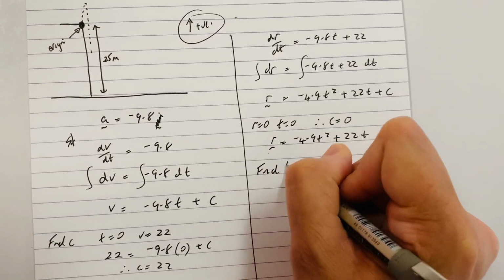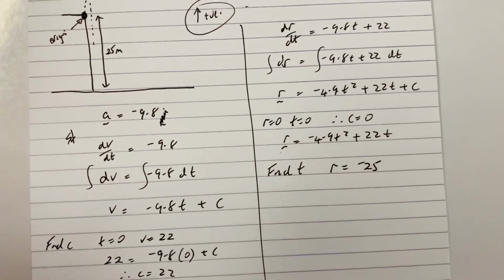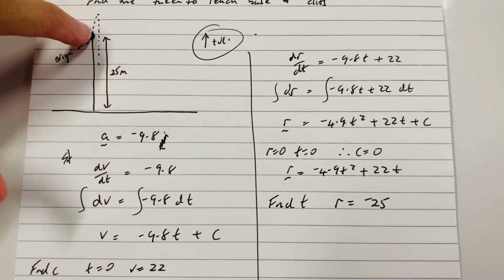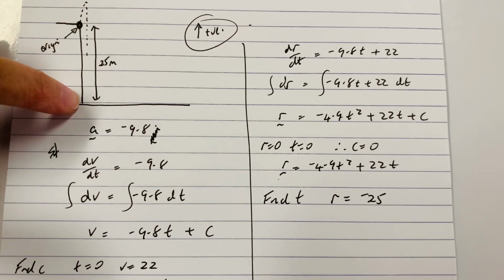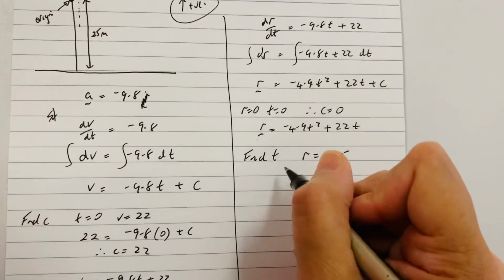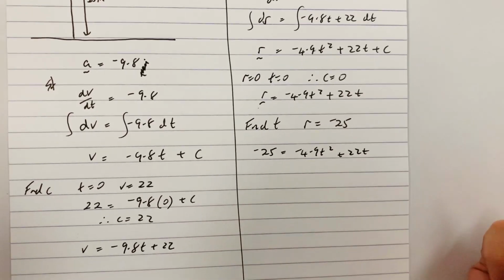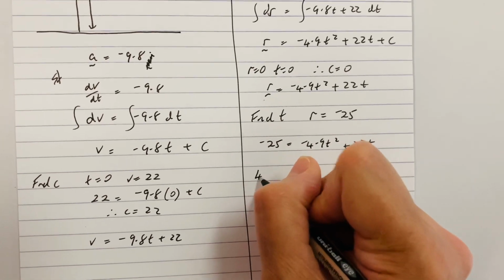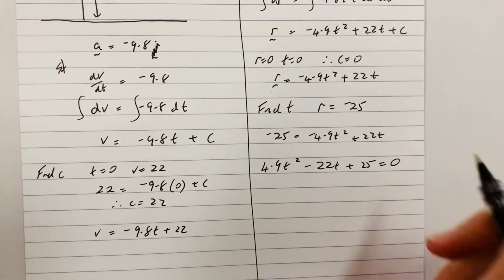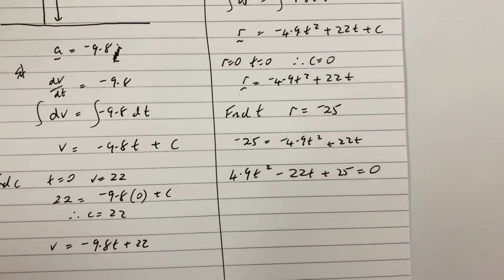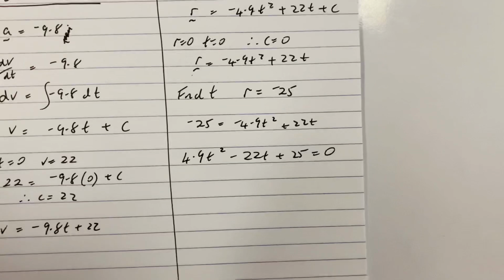Now my question is, I want to find t when r equals negative 25. So I want to know my t when r is down here, negative 25, so we're in the negative direction. So I substitute that in and I go negative 25 equals negative 4.9t squared plus 22t. We know it's going to be a quadratic. 4.9t squared, take 22t, plus 25 equals 0. Solving with the quadratic formula. Solve it on your calculator if this is tech active.